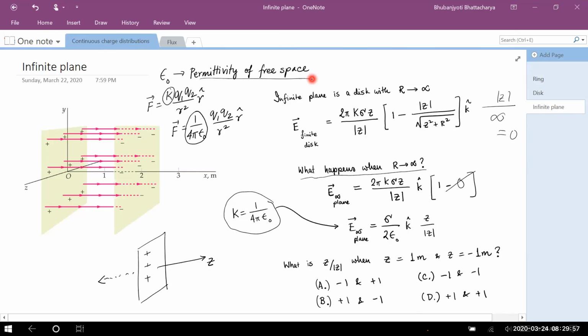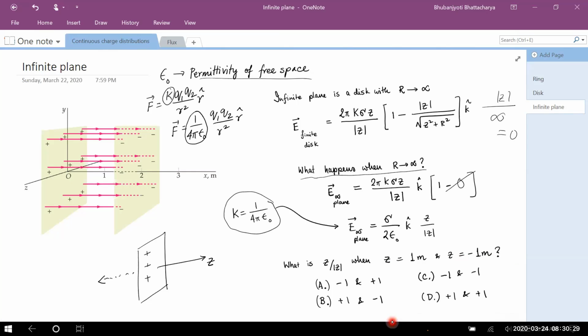And the reason to do that is if you do this replacement, you see that this expression that looks a little bit complicated simplifies. If I put k equals 1 over 4 pi epsilon 0, the 2 pi and the 4 pi will cancel, and you'll get sigma divided by 2 epsilon 0 k hat. But you still have this z over magnitude of z hanging out. And now I want to ask the question, what is z over magnitude of z when z is 1 meter and z is negative 1 meter?